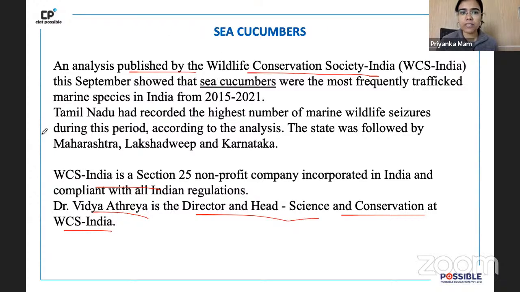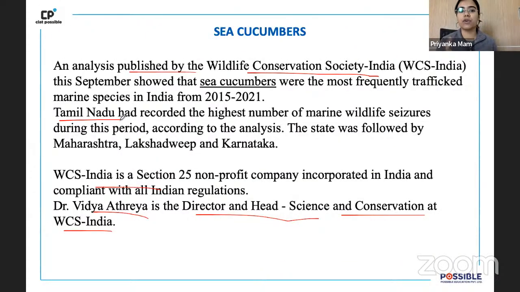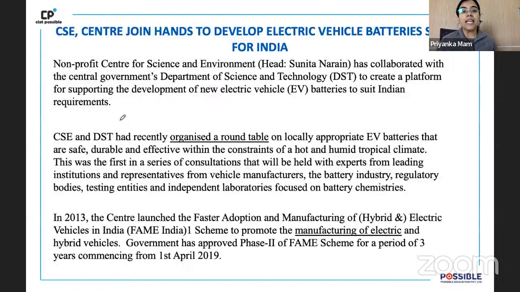अब ये सी क्यूकम्बर सबसे ज्यादा कहाँ पे मिलते हैं इंडिया में? तो तमिलनाडु में मिलते हैं, उसके बाद महाराष्ट्र, लक्षद्वीप एंड कर्नाटका. Okay, so we've spoken about what all? We've spoken about the Jaipur Indian gecko, the red-crowned roof turtle, the Leith's soft-shell turtle, and then we've also spoken about sea cucumbers, marine species, and they are the most frequently trafficked marine species, and they are basically found in Tamil Nadu.